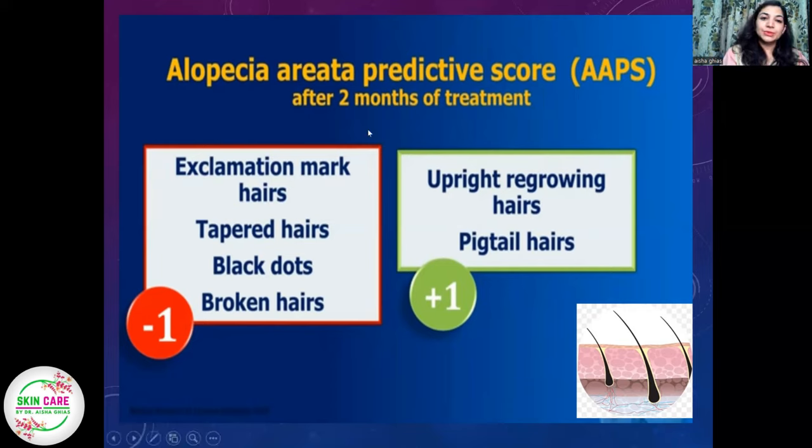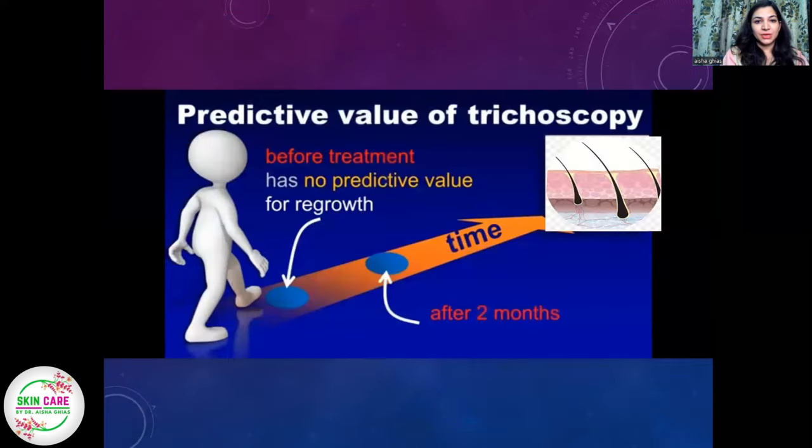So you score the alopecia areata trichoscopic picture based on these parameters. You give minus one to all these features and plus one to all these. And then the final score is calculated. Once you have calculated the score at the start where the patient presented to you, then you follow up your patient after a couple of months. You've started the treatment. It's really very easy to score the patient based on the scoring system once again. And then it's an objective way of documenting the treatment response.